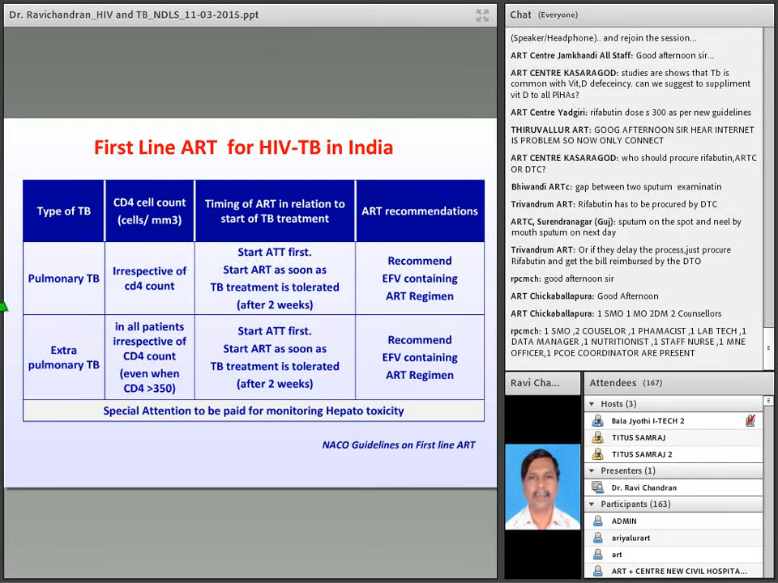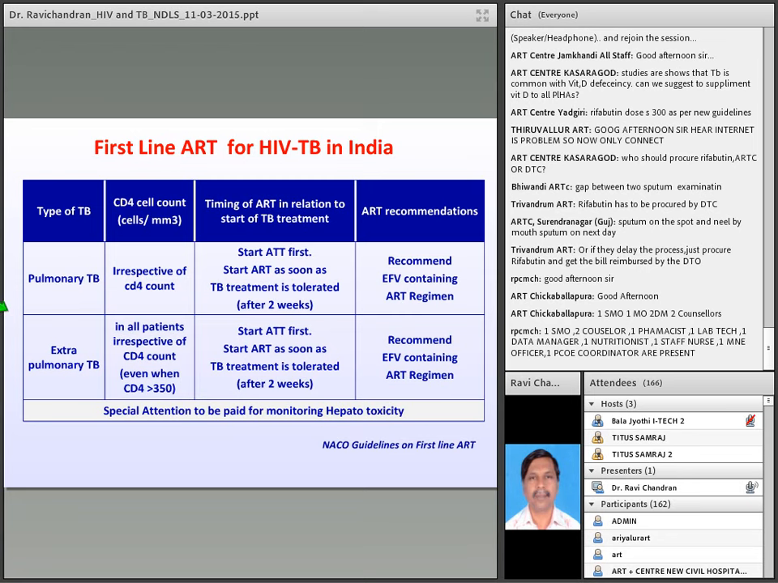Yes. So whenever a patient comes with pulmonary tuberculosis and HIV, irrespective of the CD4 cell count, ART can be started. The recommended ART is an efavirenz containing ART regime. But the antituberculosis treatment should be started first. And ART can be started as soon as possible, that is after 2 weeks, but within 2 months of the intensive phase of antituberculosis therapy.